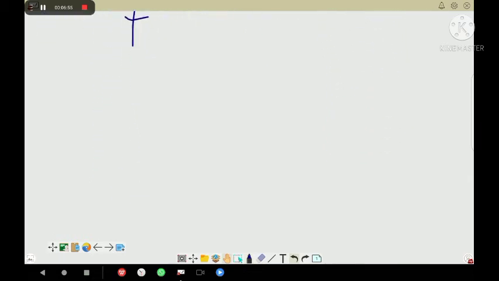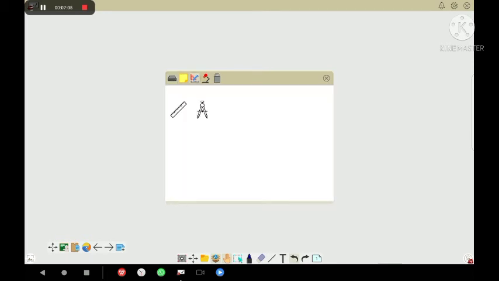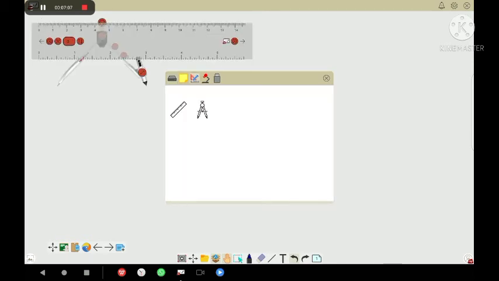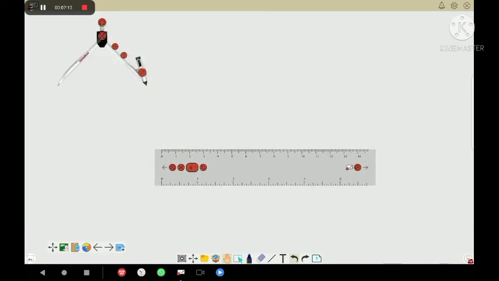So we need only a compass and a ruler, that means a scale. What is the question? Draw a square whose one diagonal is 6 centimeters. So we first need to draw a 6 centimeter diagonal.